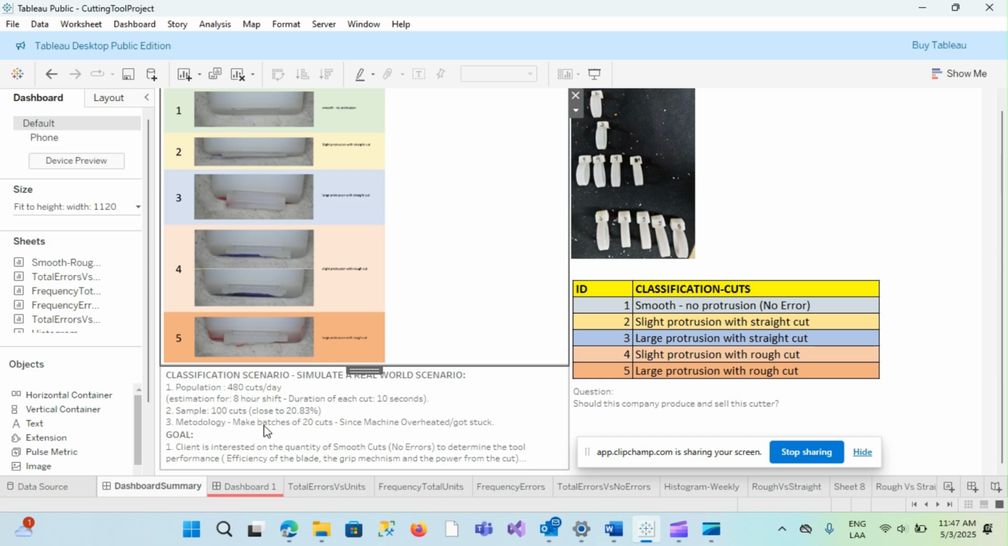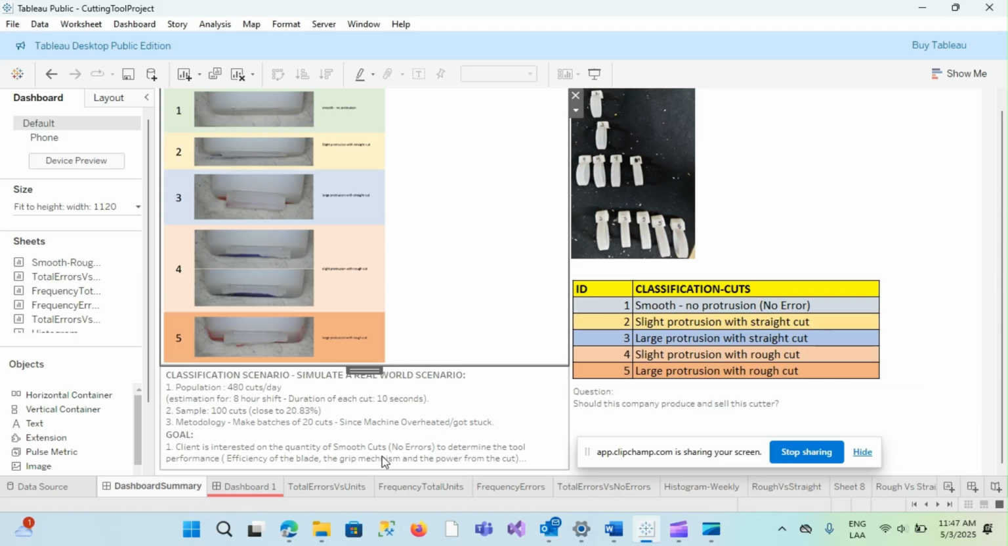And okay, so the methodology: we made batches of 20 cuts. So at the end of the day, we had 100 cuts. But because the machine sometimes broke down, or was overheating, or got stuck, we decided to get batches of 20 zip ties, to avoid that issue. I'll show you how we represented that. So the final question is, should this company produce and sell this cutter or not?